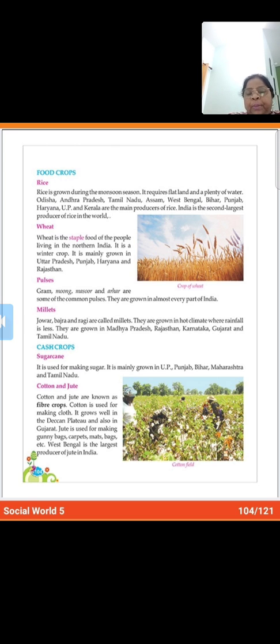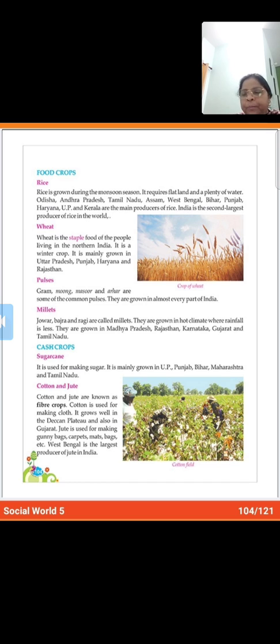And Punjab is called the food bowl of India. Why is it called the food bowl of India? Because it contributes more than 20% of food grains. And China again is the first producer and India is the second largest producer of wheat. Okay, now I will read pulses.